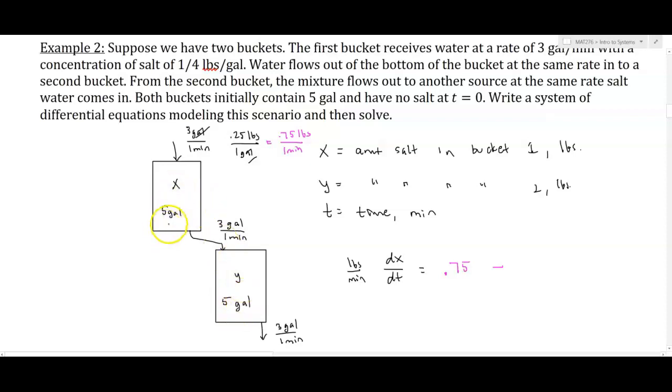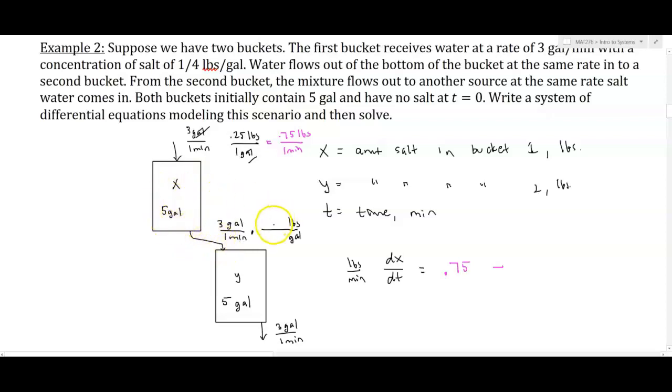So x is, in terms of the flow rate, I have 3 gallons per 1 minute. But I can't just put 3 here because that measures gallons per minute, not pounds per minute. So I need to multiply this by some number of pounds per some number of gallons. Well, that's just my concentration of what's inside the bucket. What's coming out is a function of what's inside.